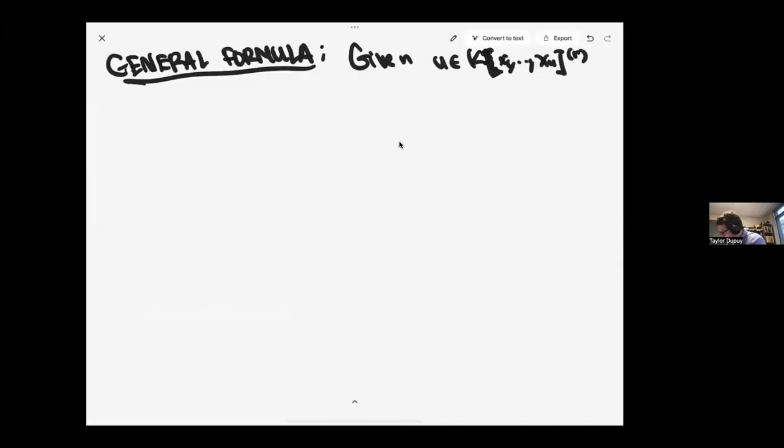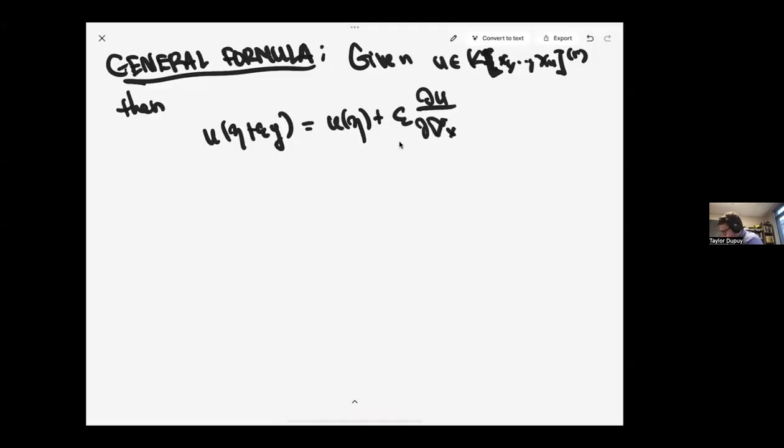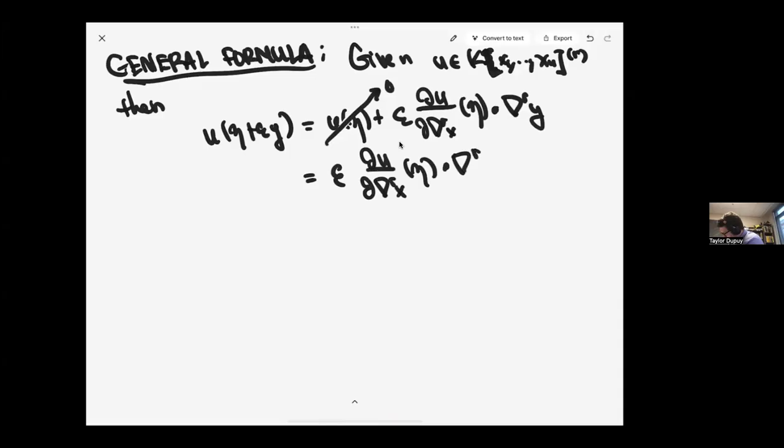Okay, then we can write down a formula here for this thing. So U of eta plus epsilon y. So y is now a vector, eta is now a vector, and so we get that it's U of eta plus epsilon times some kind of a gradient here, evaluated at eta, dotted with this thing here. Okay, and so this thing goes away, right? And you just get that this is dU over d delta r x evaluated at eta dotted with this new variable y.